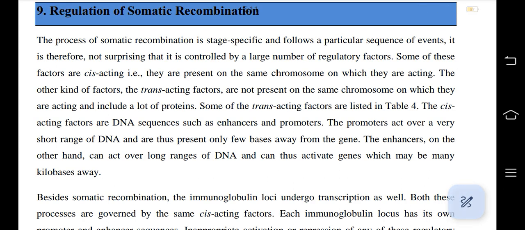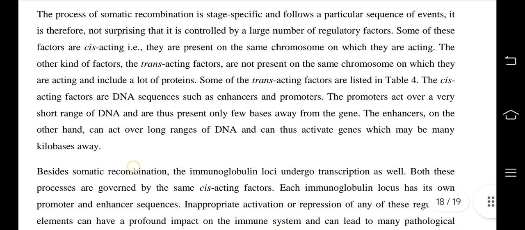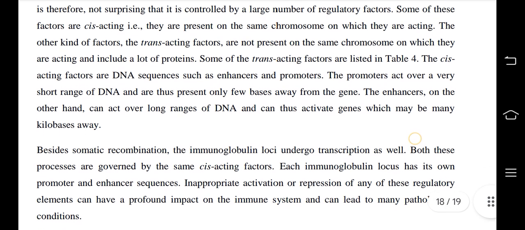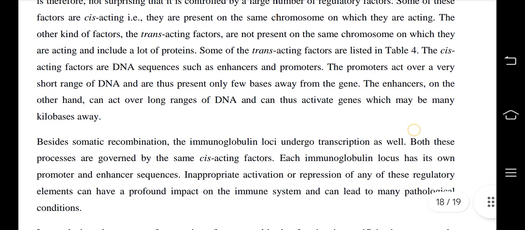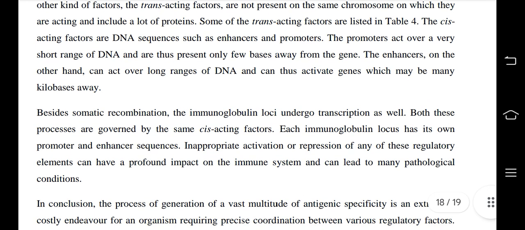The other kind of factors, the trans-acting factors, are not present on the same chromosome on which they are acting and include a lot of proteins. Some of the trans-acting factors are listed. The cis-acting factors are DNA sequences such as enhancers and promoters. Promoters act over a very short range of DNA and are thus present only a few bases away from the genes. The enhancers, on the other hand, can act over long ranges of DNA and can thus activate genes which may be many kilobases away.